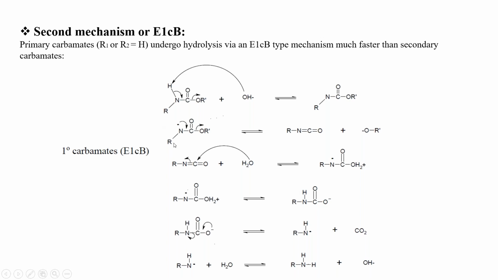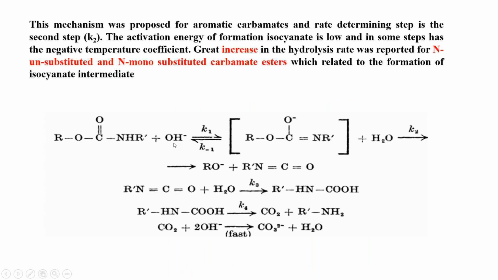And as I told in the previous slide, this mechanism is for aromatic carbamate, and the second step of the mechanism is the rate determining step, and the structure of the carbamate is very important for this kind of reaction, and the rate constant of this kind of mechanism is more than the first one.